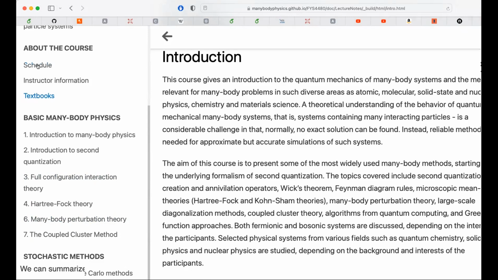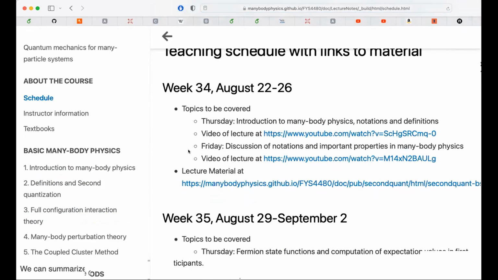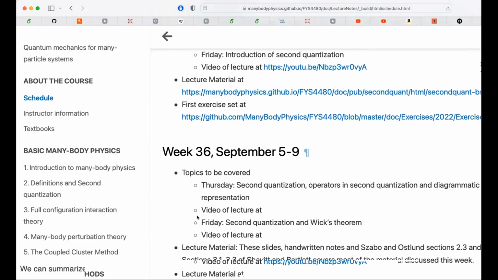But you will also find, if you look at the schedule here, some reading suggestions. You will typically find chapter 3.1 or chapter 3 of Shavitt and Bartlett, and you have access to this textbook in this folder on literature. This is actually a pretty good textbook, and it's very much used in the field of quantum chemistry, which is essentially applied atomic physics and molecular physics.